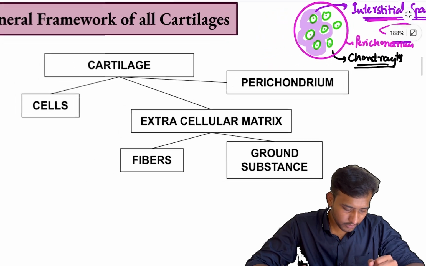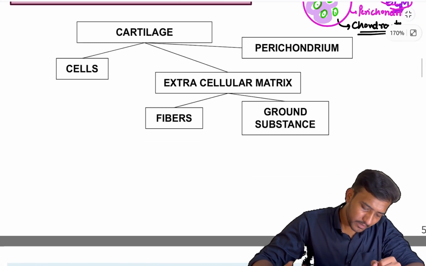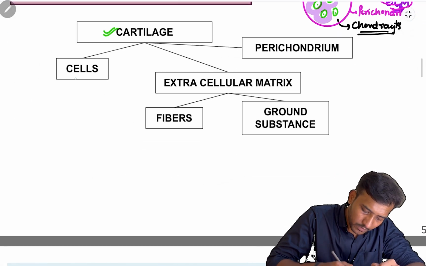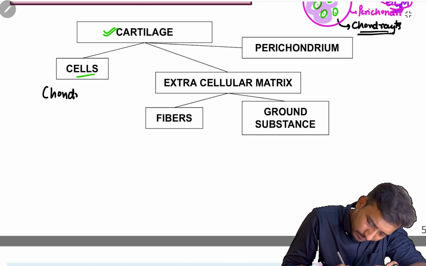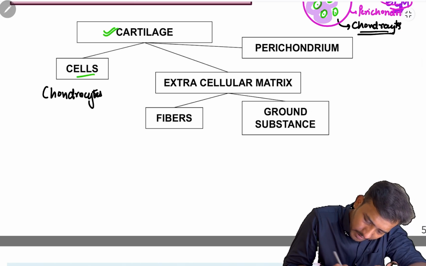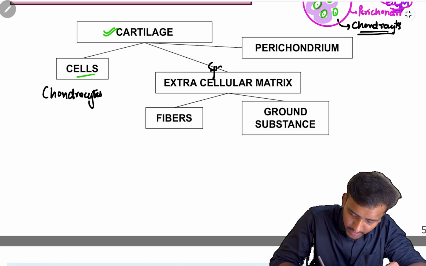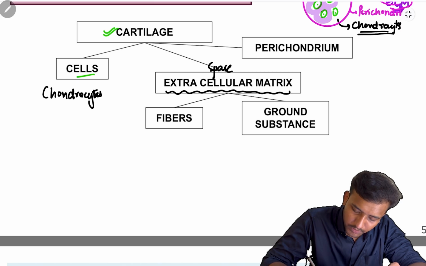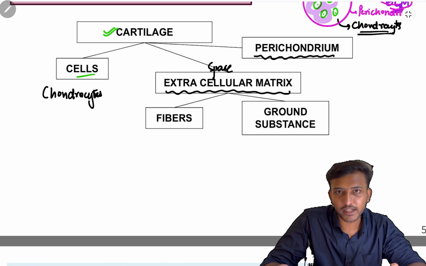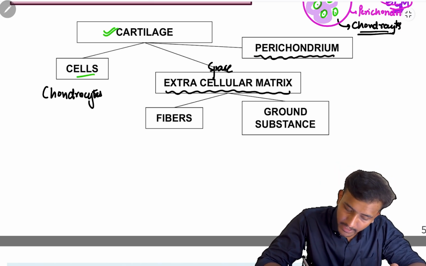Now we'll just look at over here, guys. That's what I said. The cartilage will be basically having what? Cells. These cells are called what? Your chondrocytes. In between the cells, you will be having a space, and that space is actually filled with what? Extracellular matrix. Now, I also told you that there is a covering of this cartilage as well. That covering is called perichondrium.